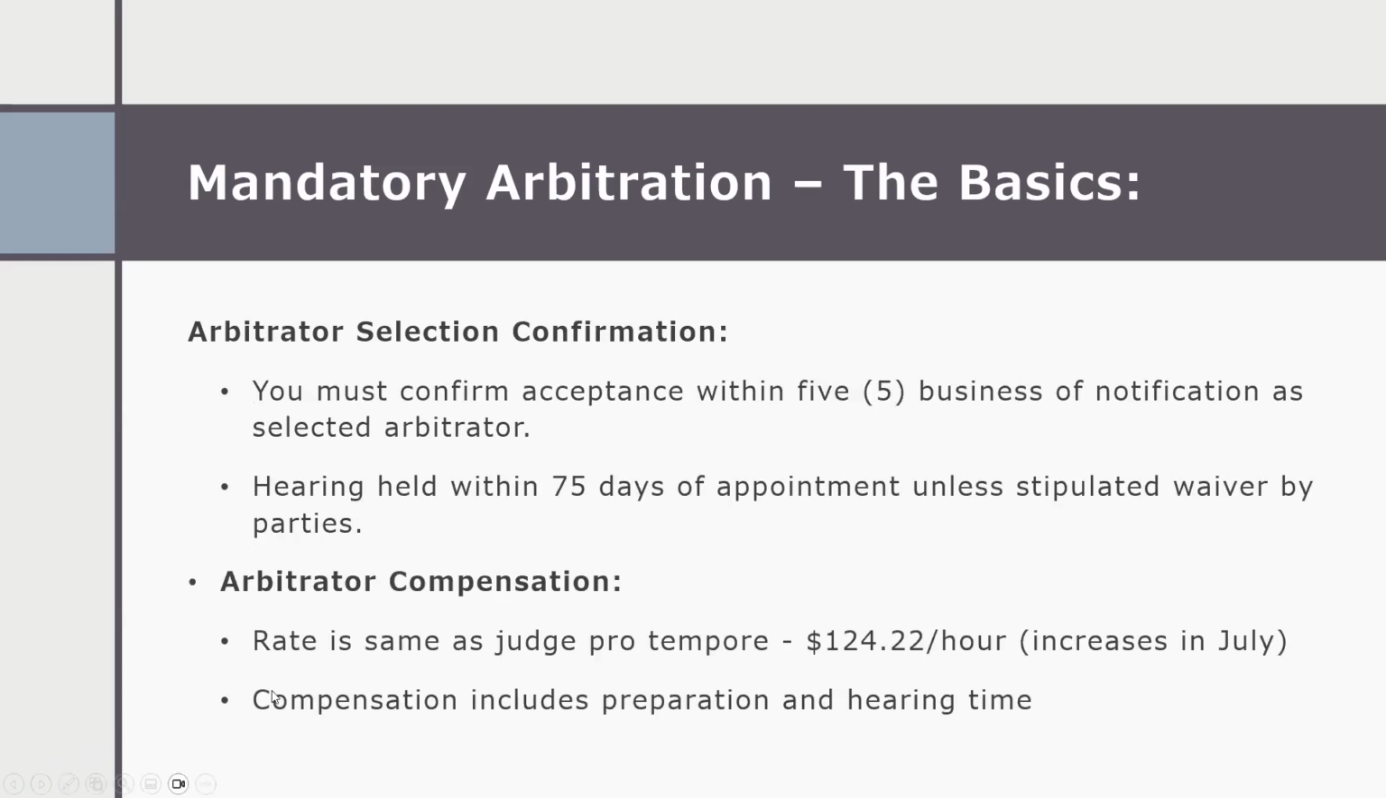And I think this is where I was thinking of handing it off to Ben. The only other point is that you have to accept confirmation that you are willing to be the arbitrator within 5 days. And it's my understanding that the hearing has to be held within 75 days of appointment. The compensation is the same as a judge pro tem. It's currently $124.22 an hour, but that is going up in July. And that includes preparation and hearing time. So that's sort of the basics to get us rolling. Ben, I'll hand it off to you.